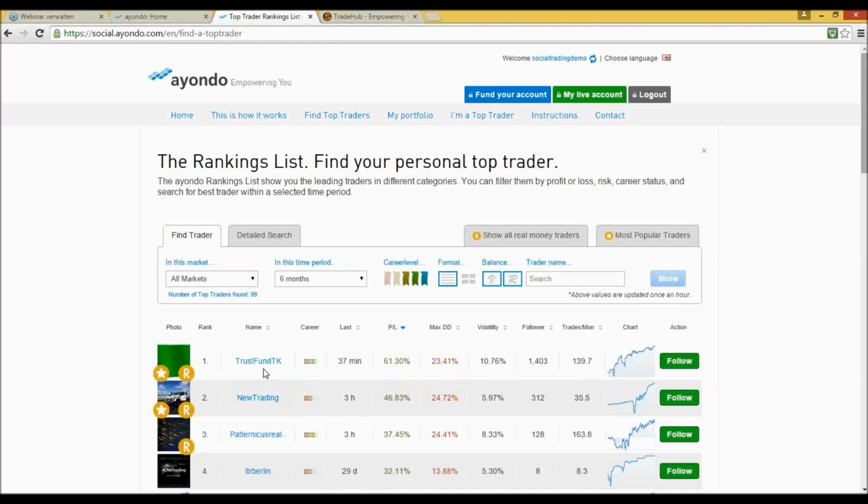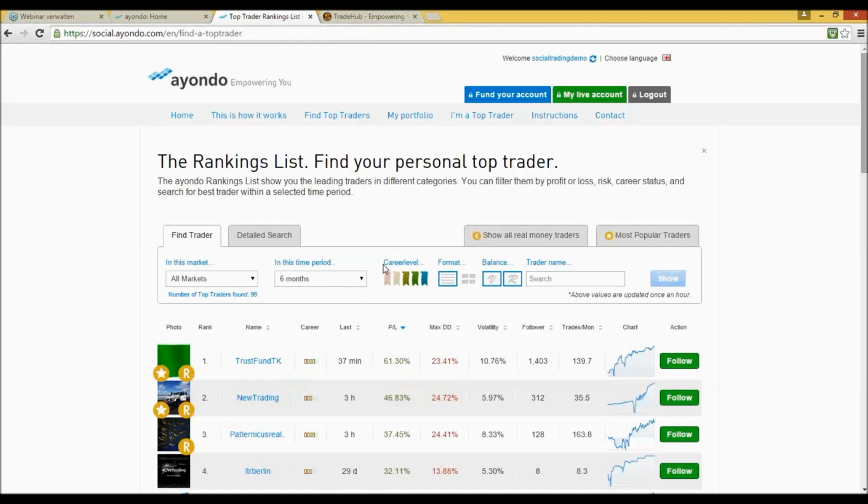So this table really is the heart of social trading. You do want to be playing around with each of the metrics here and playing with the time frames to see exactly which trader is performing when. So that's what the 'in this time period' option allows you to do.